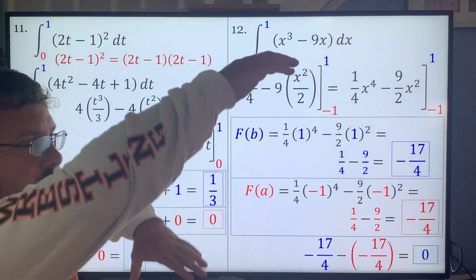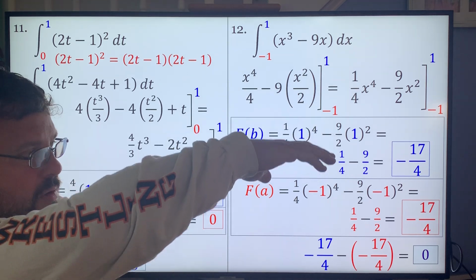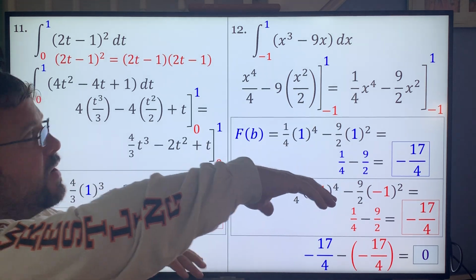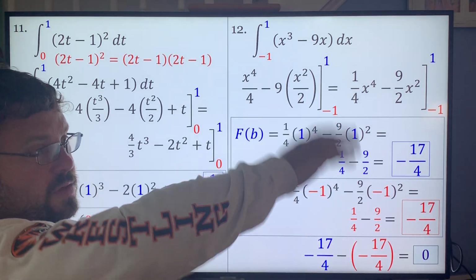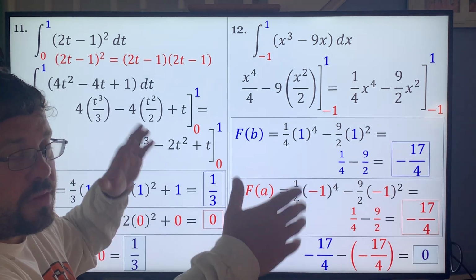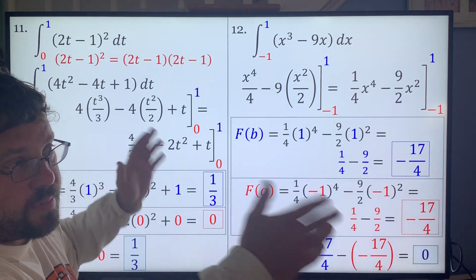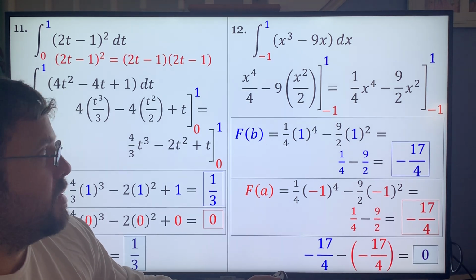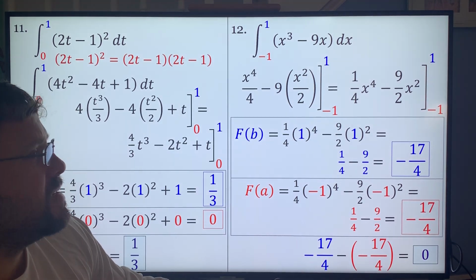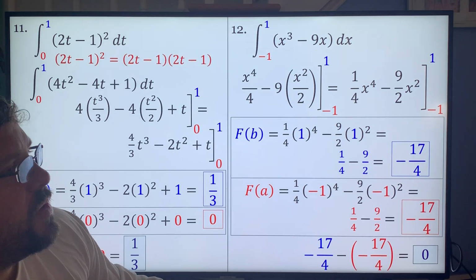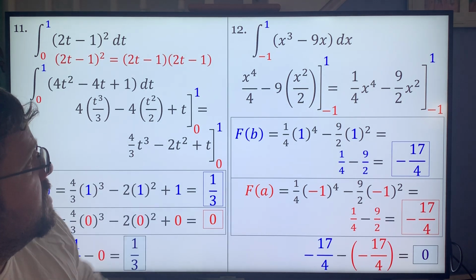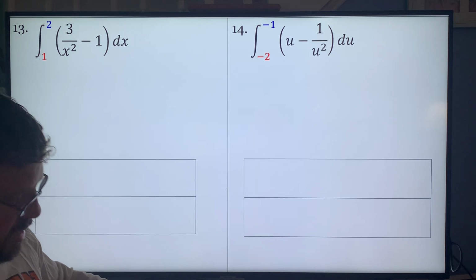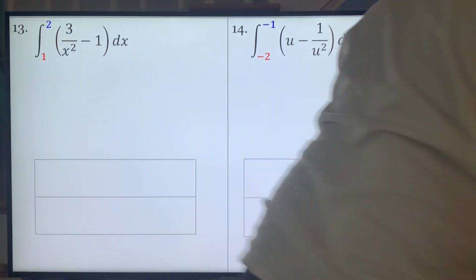So you do have two areas. You have the area from -1 to 0, which is a certain number, but it's negative, and the area from 0 to 1, which is a certain number, but it's positive. Those numbers are equal, and a negative number plus a positive number that are the same equals 0. So the total area is 0. Okay? And that's going to be important later on when you want to add up both areas together. But for now, we just find the total area. So, do the next two.